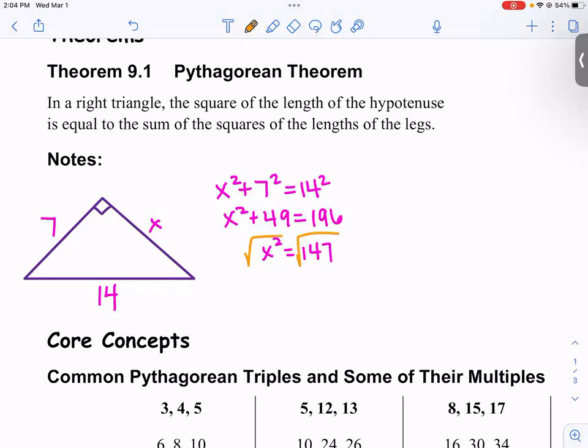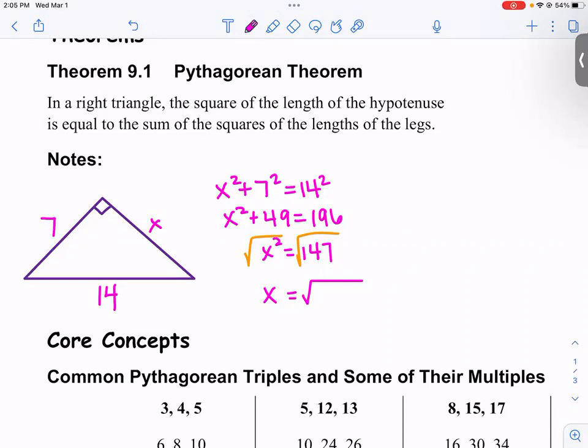Now, instead of putting this into our calculator for a decimal, it's a little bit more than 12. 12.5. Guess what? 12.124 something. We're not doing decimals anyway. Nobody's wrong right now, and nobody's right. Okay, 147.